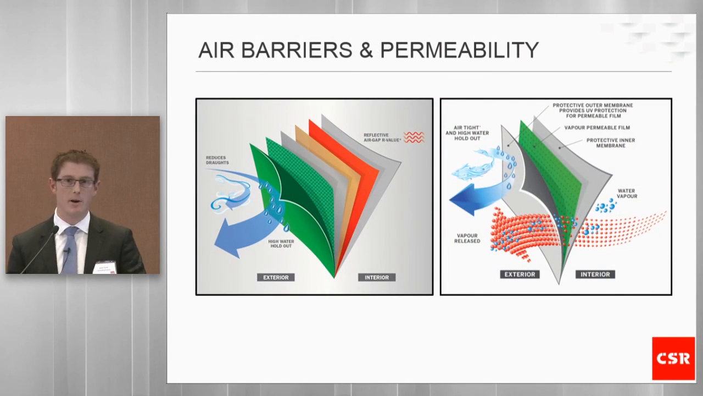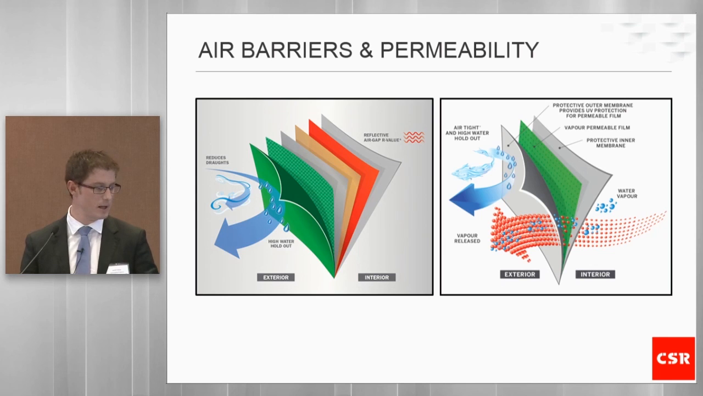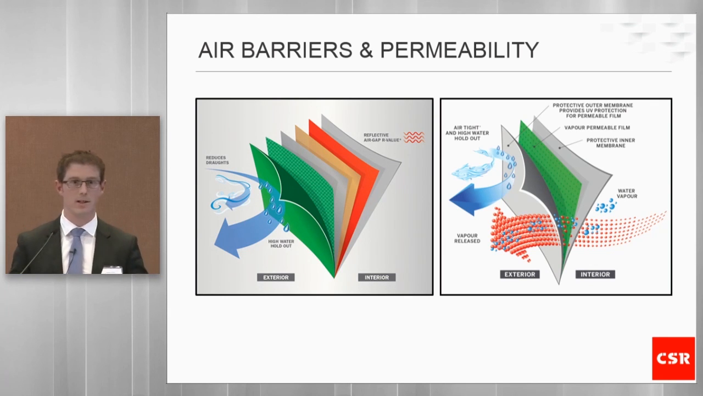So when we talk about air barriers, there's two fundamental types. There's the old traditional foil face membranes, and then there's the new generation engineered products. Both of these products are water barriers, so they're useful as sarkings, and both these products are air barriers, but one is vapor permeable and one will allow no water vapor to transport across it.